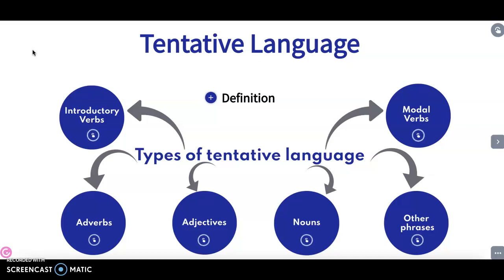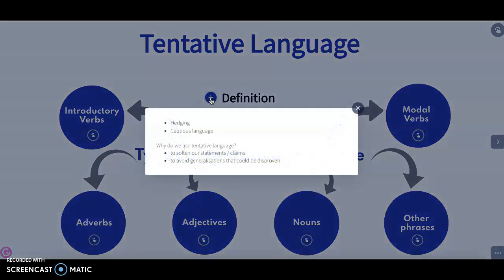So first of all, what is tentative language? Well, it's actually also called hedging or cautious language. This is because we use tentative language to soften our claims, therefore being more cautious, and to avoid overgeneralizing.